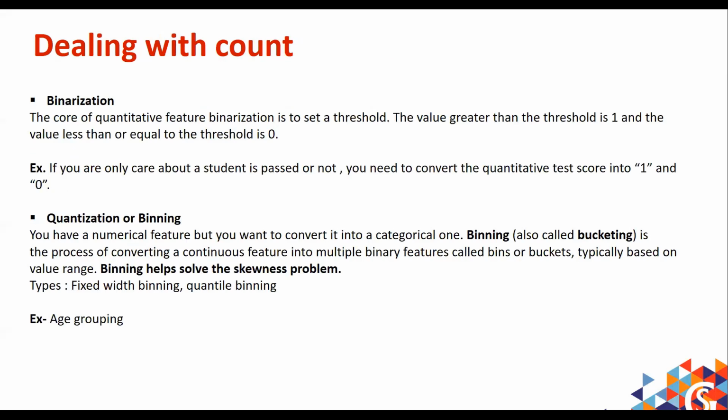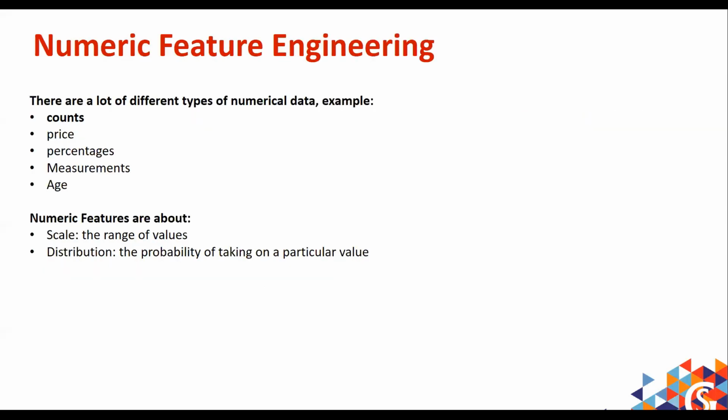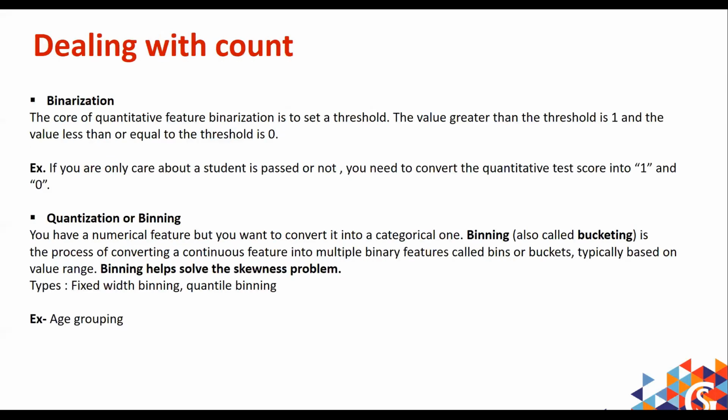Now, when it comes to count, we discussed it in the previous session. Let's discuss count. There are different techniques when you deal with counted values. One of the techniques is called binarization. Why is it needed? The core of quantitative feature binarization is to set a threshold. Suppose I have a result set with students having only a score. Somebody has got a total score of 500, somebody got 400, somebody got 300, somebody got 350, somebody got 450.